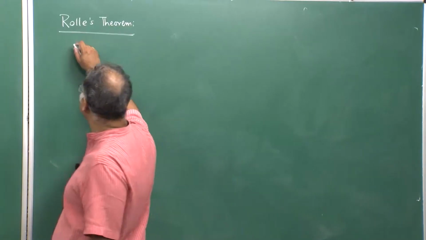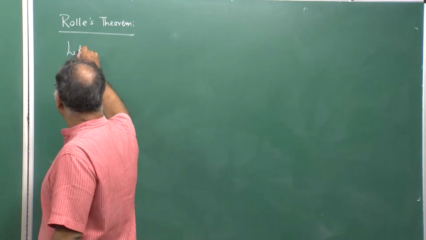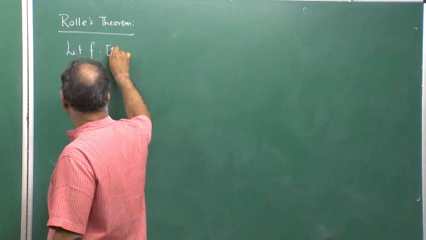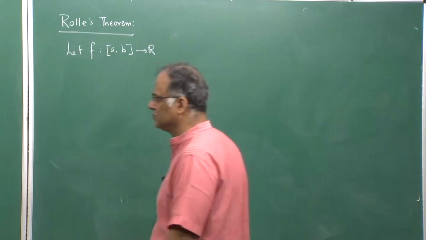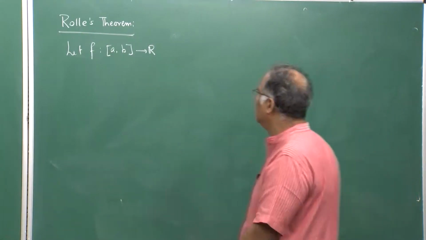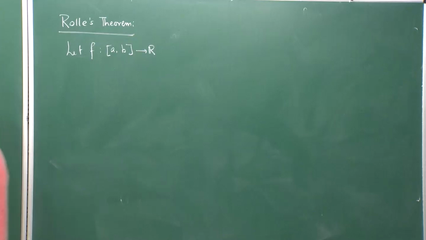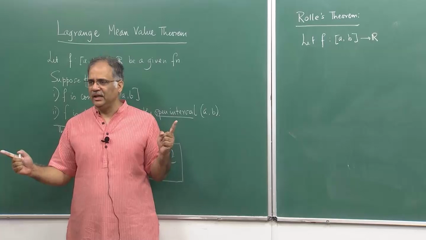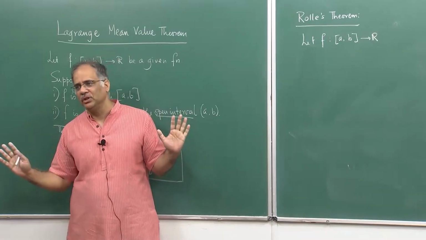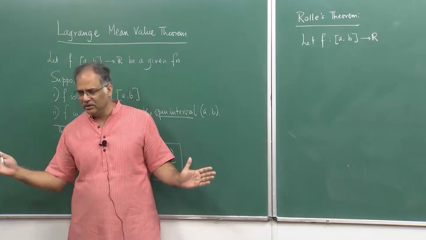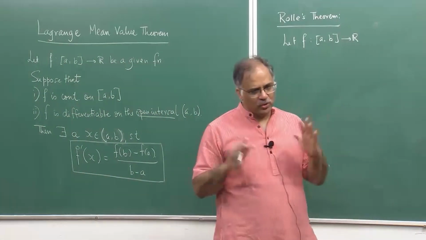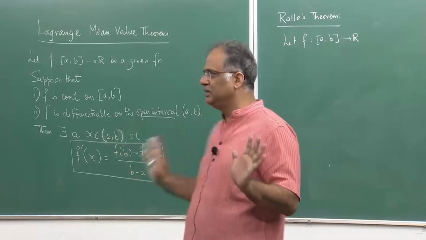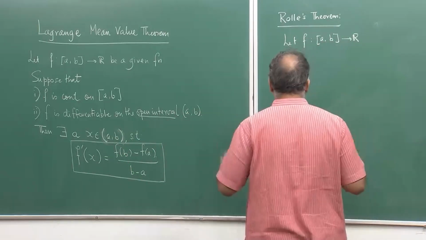As before, let us have a function f from AB to R. Here you will observe that in all the cases we are assuming continuity over the whole closed interval AB. So, at the left and right end points, I am essentially talking about right continuity and left continuity, but I do not bother about the derivatives at the end points. I am happy without that.